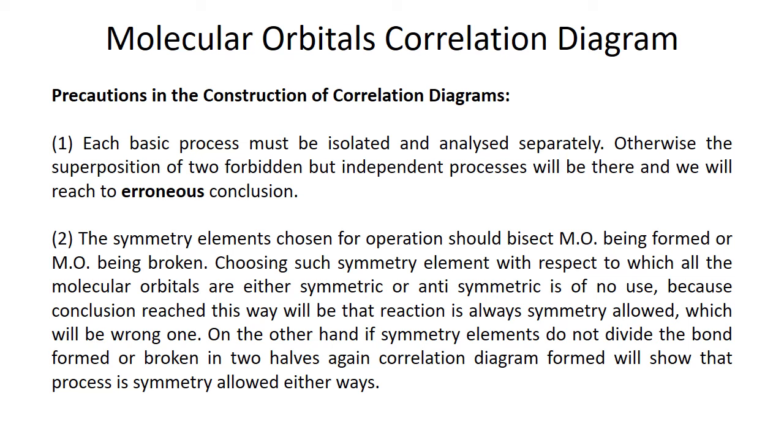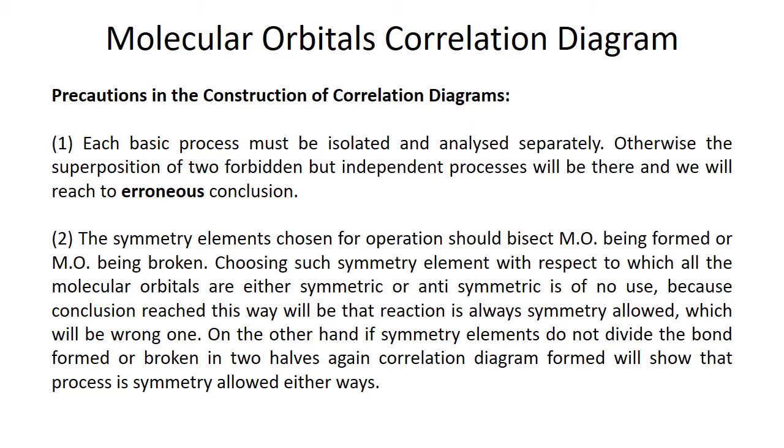Though there is another reaction going on side by side, that is, the rest of the 2 p orbitals, other than the 2 terminal carbon p orbitals, combine together to form another pi bond, but that is not the major change. The major change going on was the formation of this sigma bond. So the symmetry elements chosen for operation are carried out only on the molecular orbitals being formed and molecular orbitals being broken.